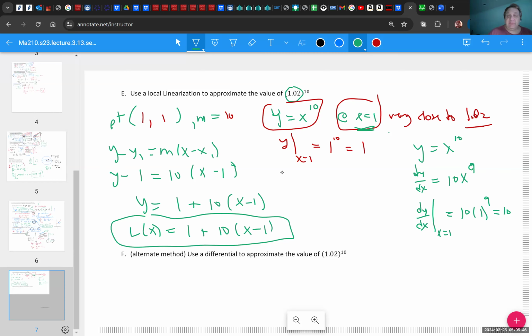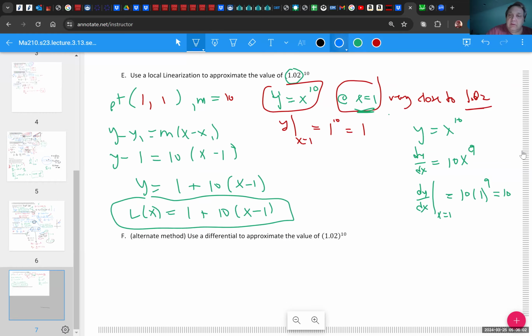So that's the linearization of this function, x to the 10th, right at that instant when x equals 1. So anything close would be good. So how do I use the local linearization to find the value of 1.02 to the 10th? Well, remember, our function here is y equals x to the 10th. So 1.02 to the 10th is the value of the function when x equals 1.02, right? That's when I plug in 1.02.